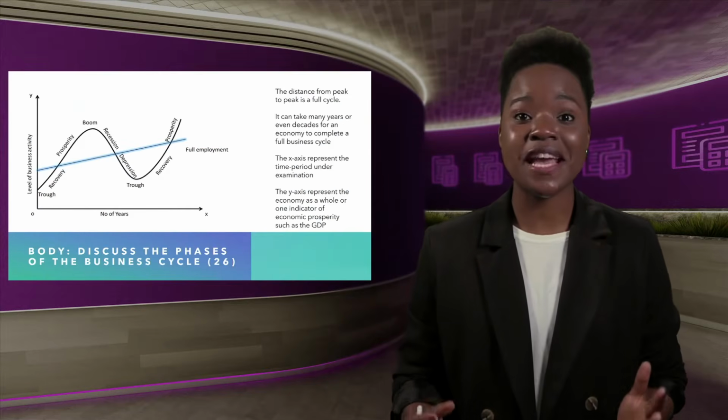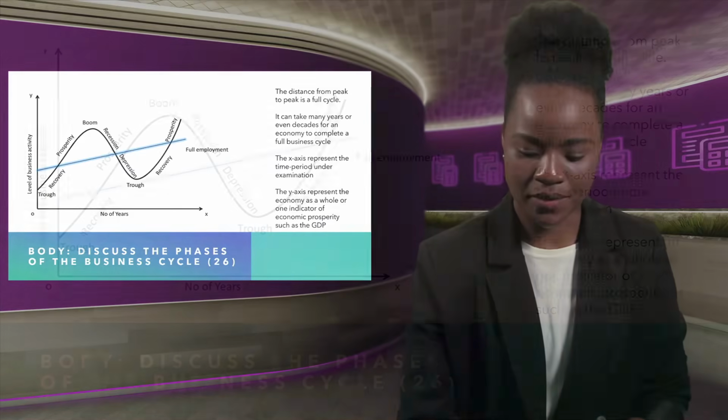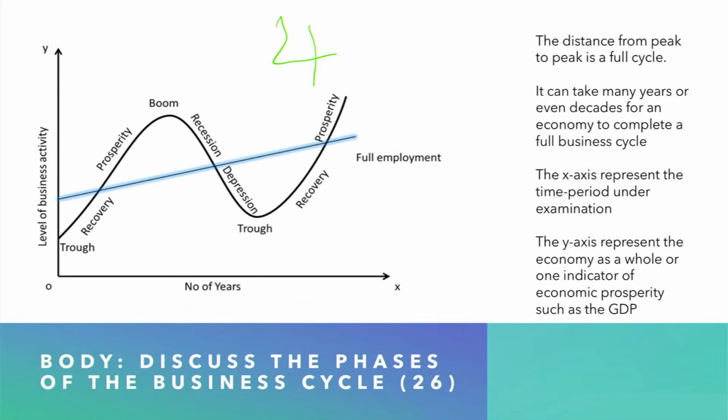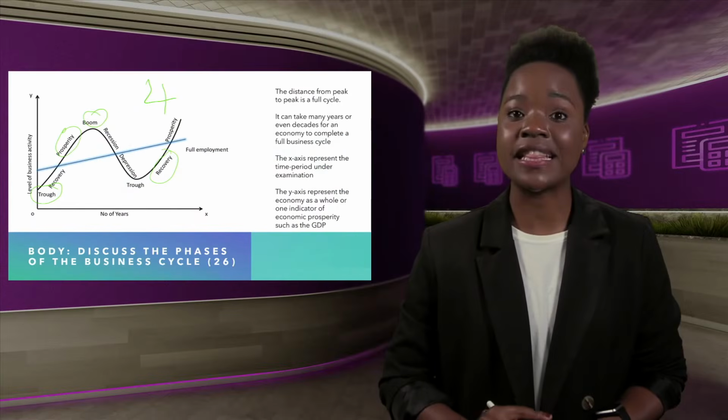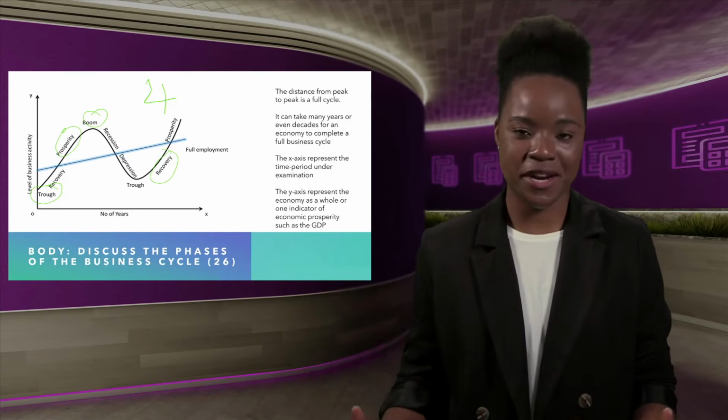Right. So as you can remember, we have 4 phases of the business cycle. We have prosperity, we have boom, we have our trough or recession, and then we have our recovery. Those are the 4 phases. Let's go through them again. We have the recession, the recovery, the trough, and prosperity, where everything is great.